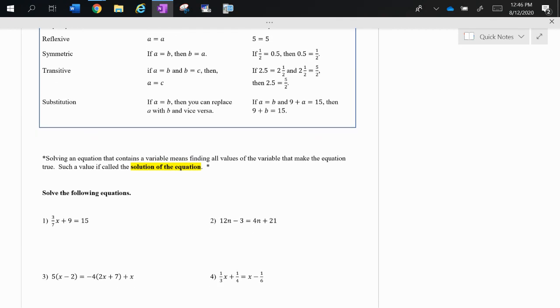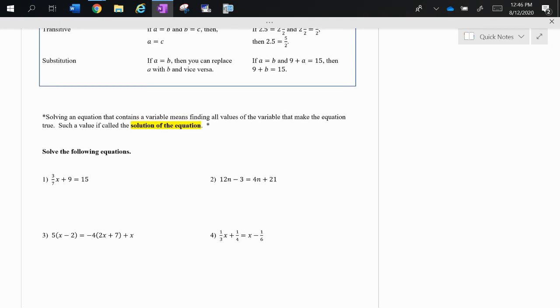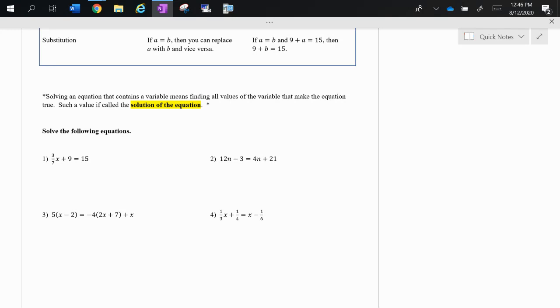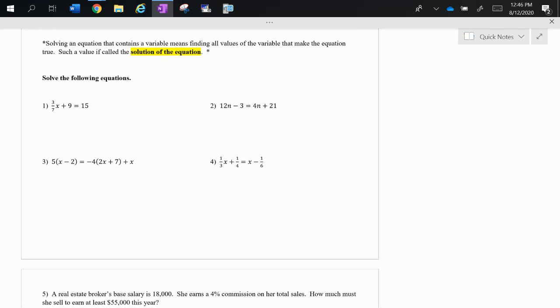So we're going to look at solving some equations today. Solving an equation that contains a variable means finding all values of the variable that makes the equation true. Such a value is called the solution. So when we find the value of the variable that makes the equation true, then we are finding the solution to the equation. So we're going to work some of these together.